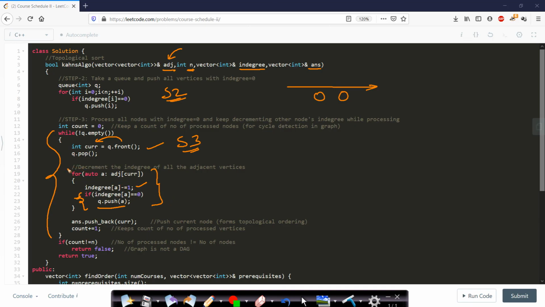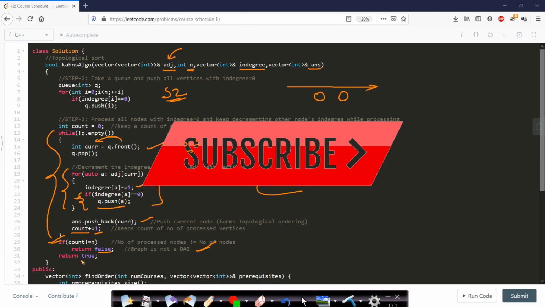Okay. Now after processing all the adjacent nodes, we will come out and we will simply push the current node which is now processed into our answer vector as I had shown you. And after that I will also increment the count value, which will be nothing but counting the number of nodes processed. Since this one is processed, so we will increment the counter value by 1. After processing each and every node, we will come out and see if count value is not equal to the number of vertices. If it is not equal, then obviously the graph is not a directed acyclic graph, there must be a cycle, and so we will return false. Otherwise we will return true.